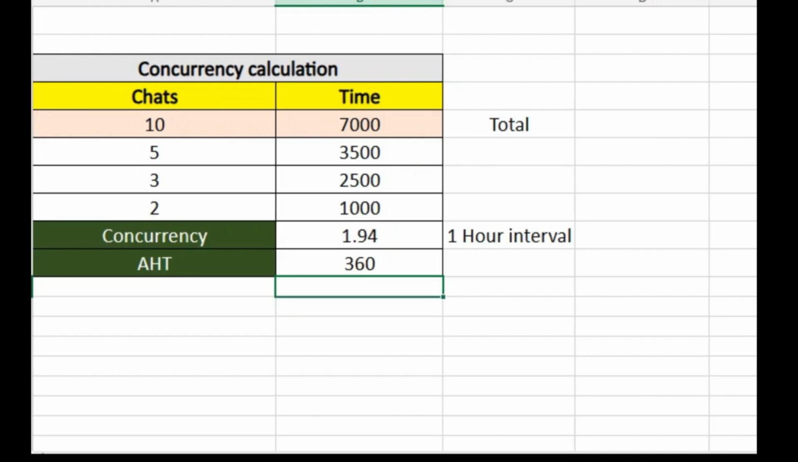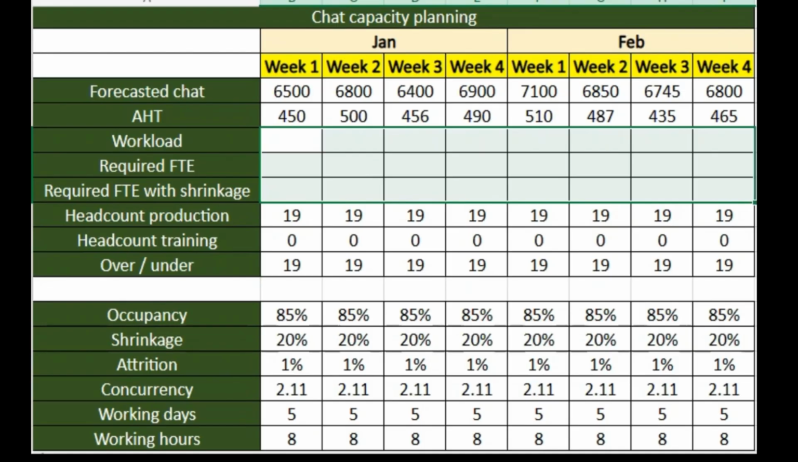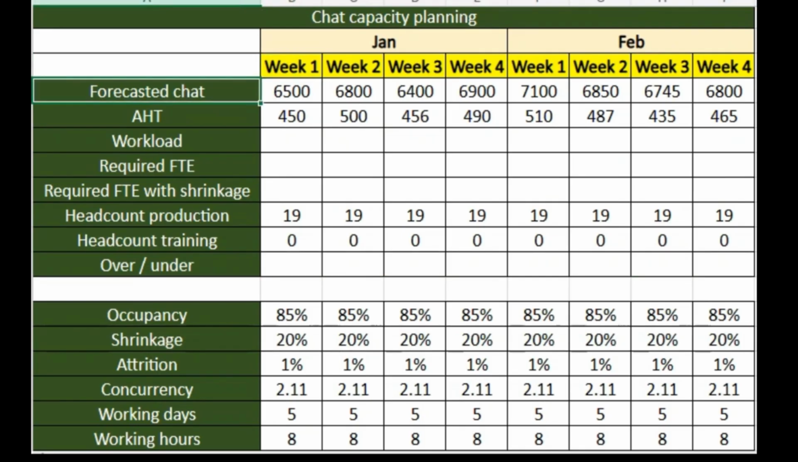Now let's go to the second part of this question, which is how to create the chat capacity planning. You can see on my screen, this is the chat capacity planning, and you should know how you can create it. I have taken only 2 months of data, January and Feb, with 4 weeks of data. This is the weekly chat capacity planning that we are trying to find out in this video: week 1, week 2, week 3, week 4.